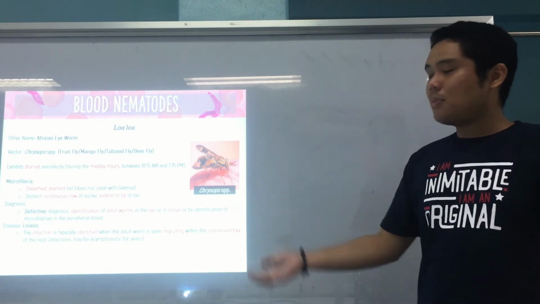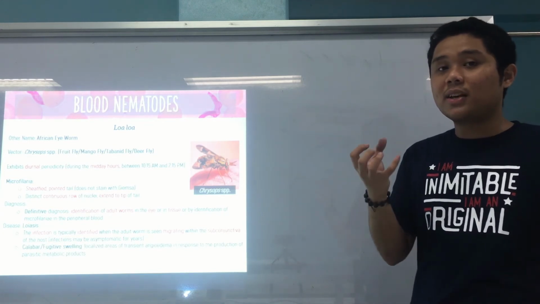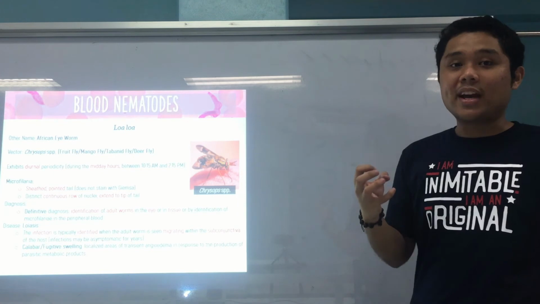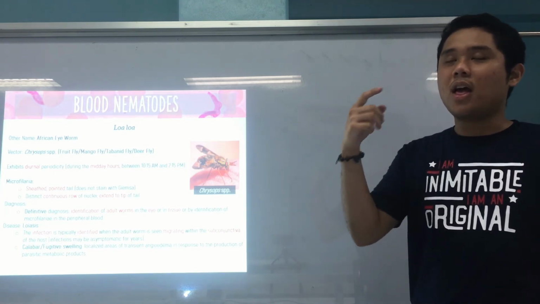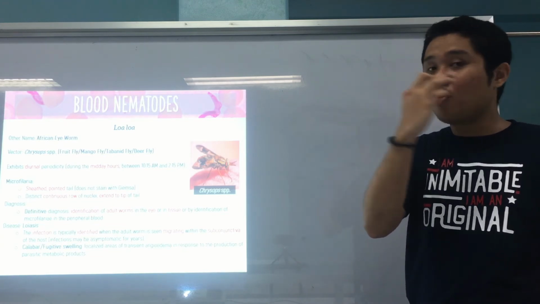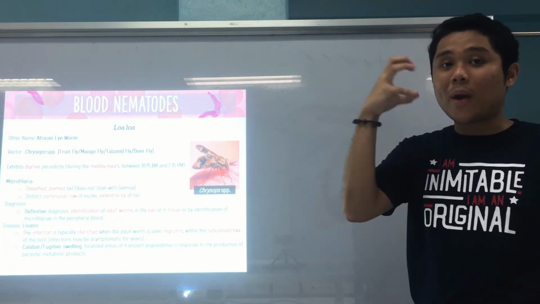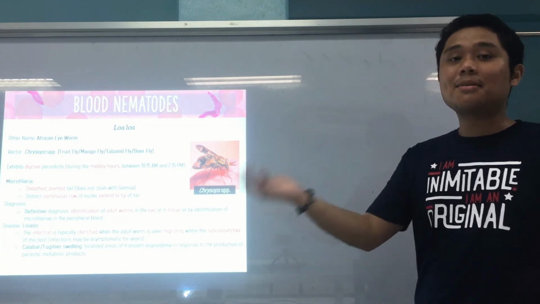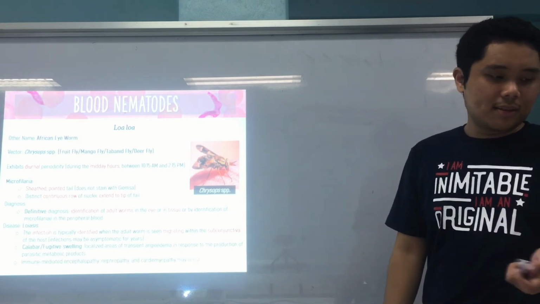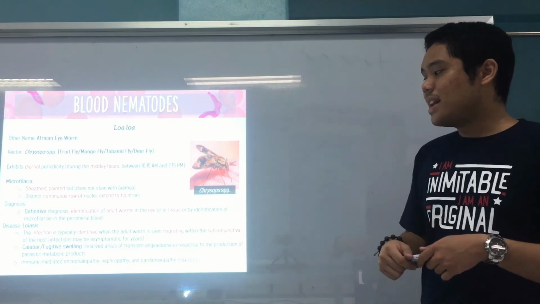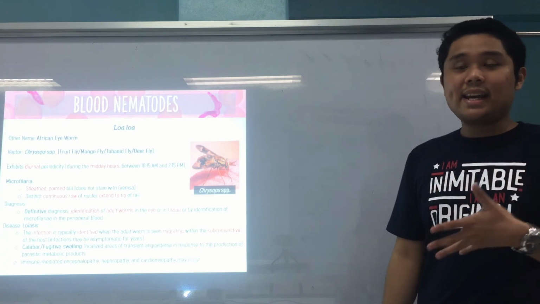The infections may be asymptomatic for years, and it can also cause what we call Calabar or fugitive swelling, so the swelling on the face, because of the byproducts of the parasite. The byproducts of the Loa in the eyes will react with the surrounding tissues, which leads to swelling. Also, for severe complications, you have immune-mediated encephalopathy, nephropathy, and cardiomyopathy, so in the brain, kidneys, and heart.